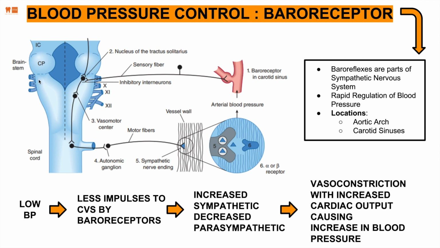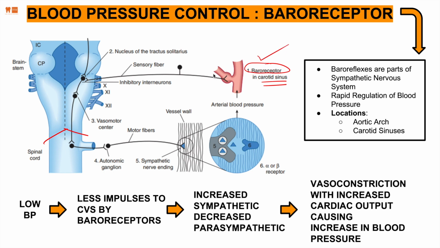Baroreceptors. This is the brain stem and spinal cord junction. There's a series of actions that takes place. For example, consider the baroreceptors in the carotid sinus. By carotid sinus we mean this area of the neck, by the external carotid artery, where the carotid sinus rests. So this is what happens.